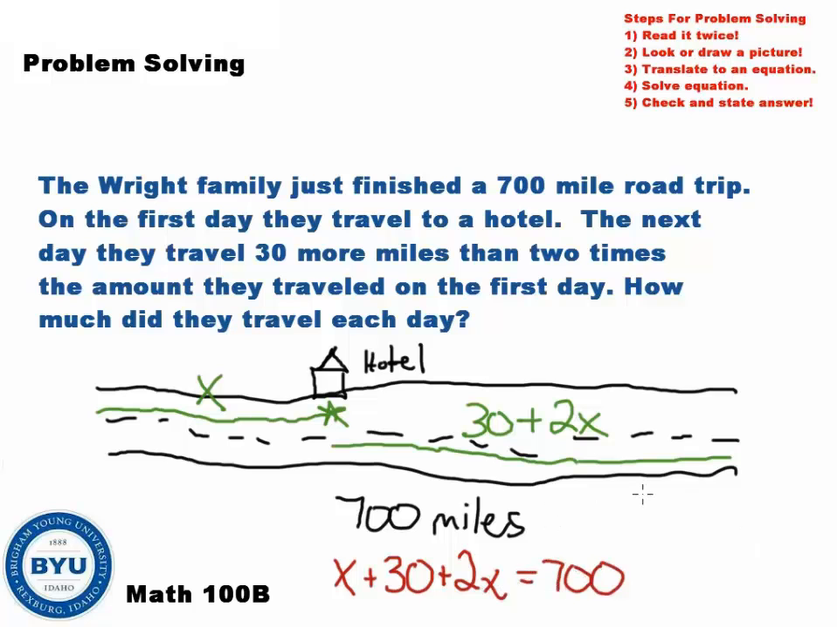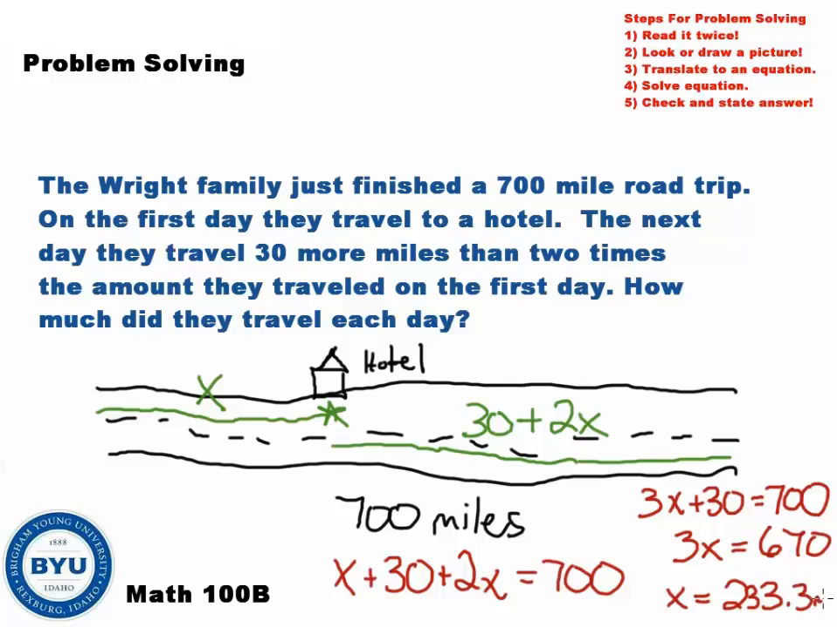We would combine the like terms. We get 3x plus 30 equals 700. We would minus the 30. We get 3x equals 670. We then would divide by 3. 670 divided by 3 is about 233.3 miles. So on the first day, they traveled 233.3 miles. And on the second day, we would have to plug this value in to figure out what they traveled on the second day.